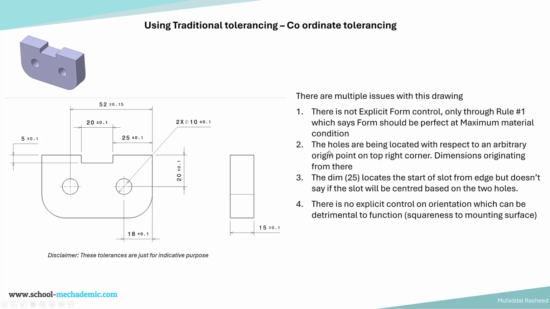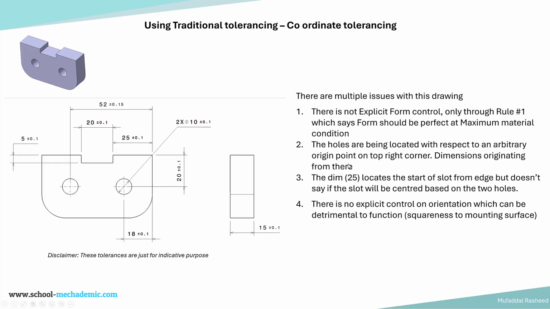Second point is the holes. These two holes are being located with respect to an arbitrary origin point. So this point is not of functional importance. It is being located with respect to that point on the right corner, and dimensions are originating from there and tolerances are applied to that.